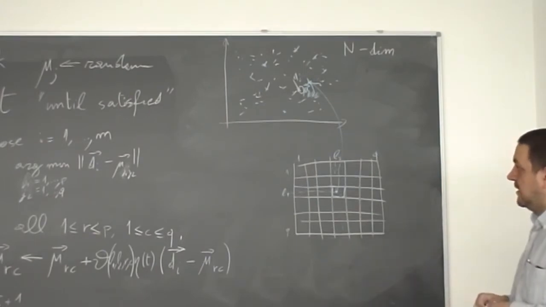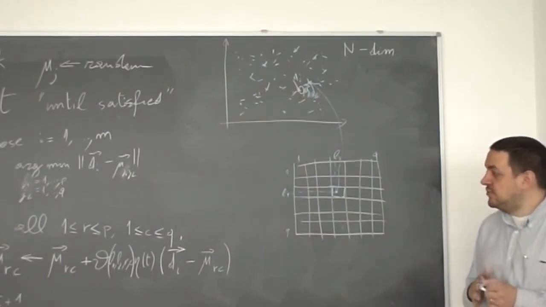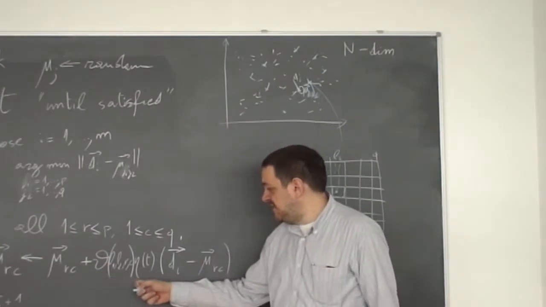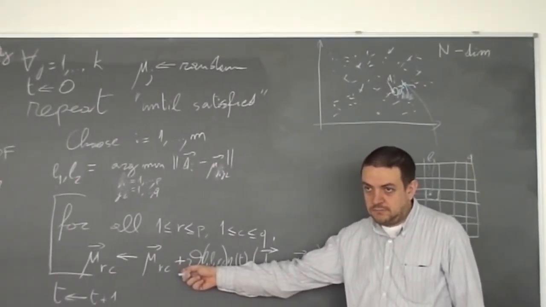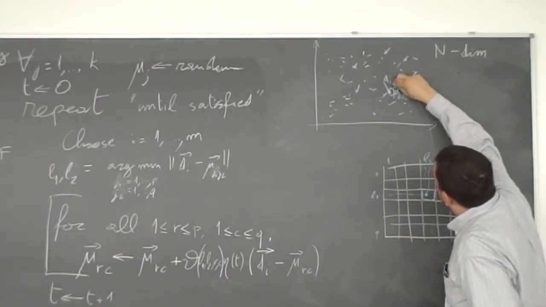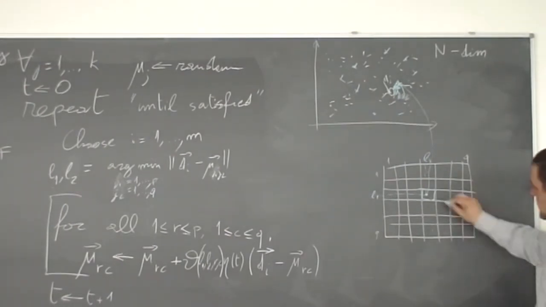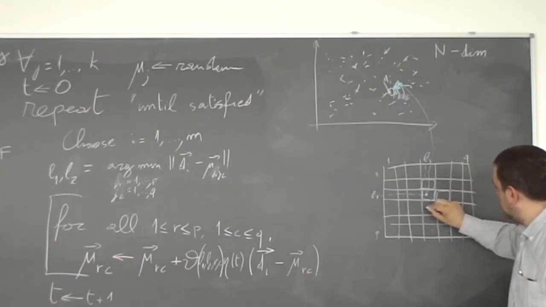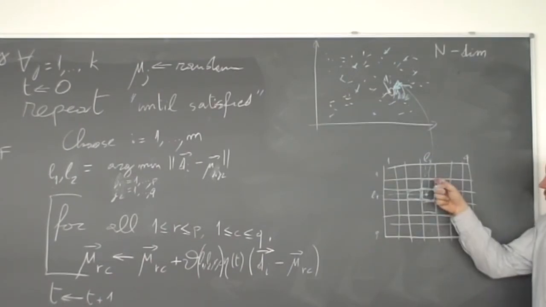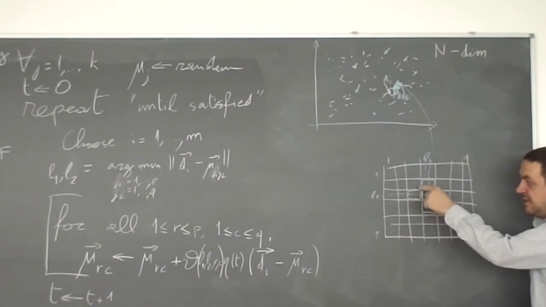Now, the next thing we do is update these representatives. How do we update them? The closest representative will have this theta value equal to 1. So it will move towards document di. What I mean is that not only this representative will move, but also representatives that are associated to nearby squares.